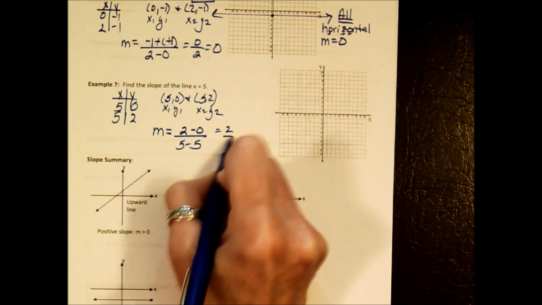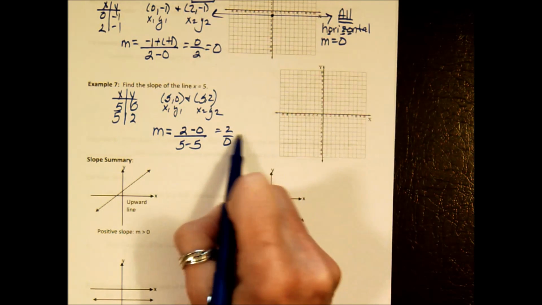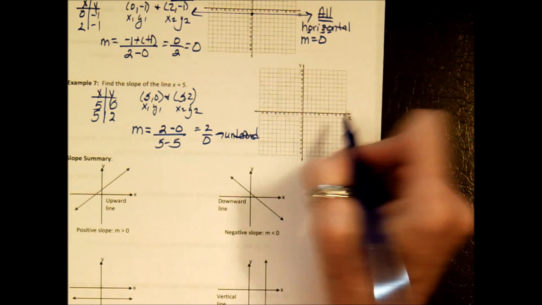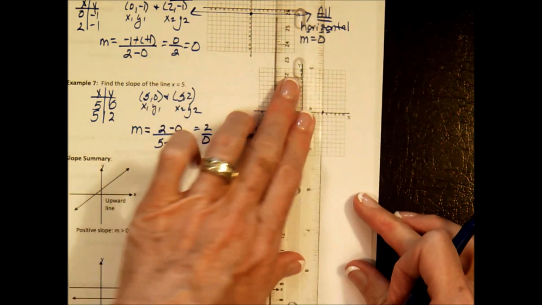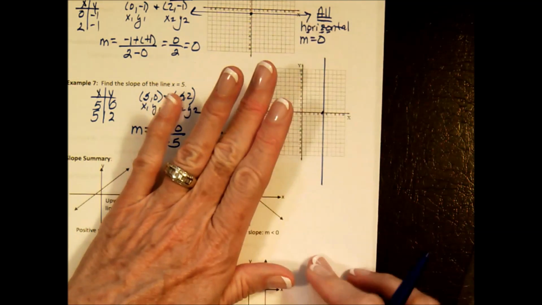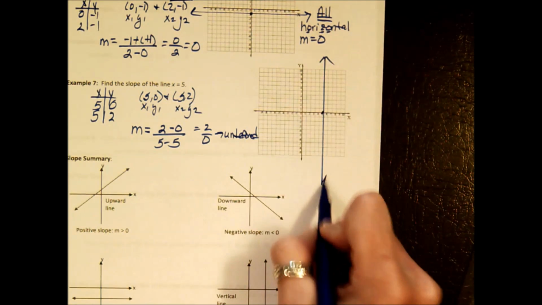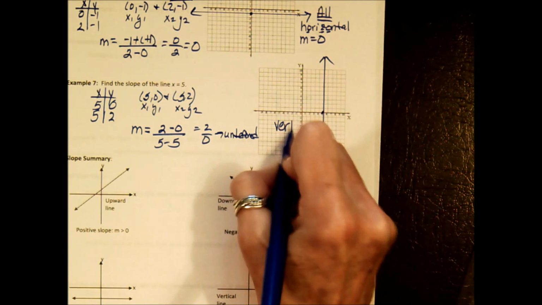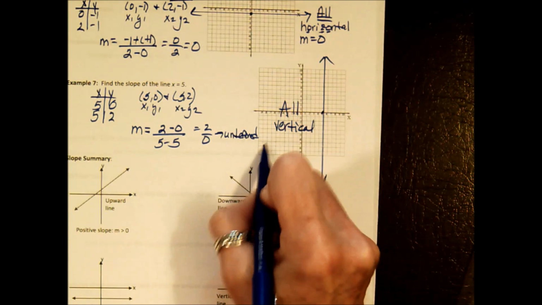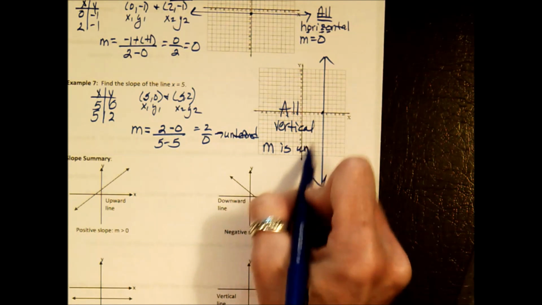What is anything divided by 0? It is undefined. It's not 0, it's undefined. And if I graph the line x = 5, it is a vertical line, which I hope you remembered from the fact that it's x = some number. Those are always vertical lines. So this is vertical. The slope of all vertical lines is undefined.